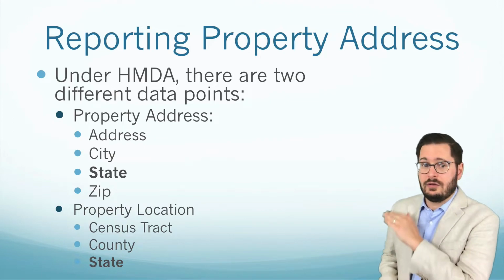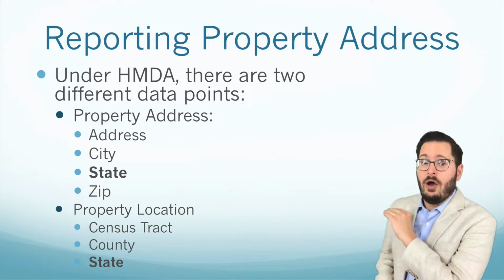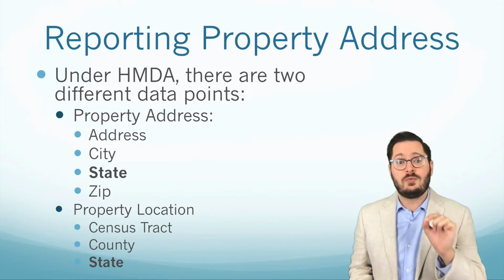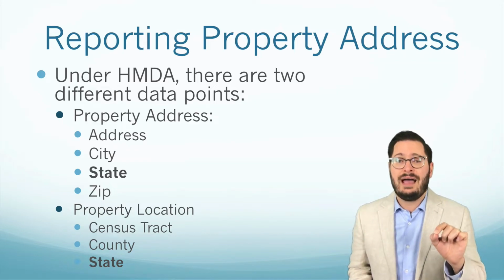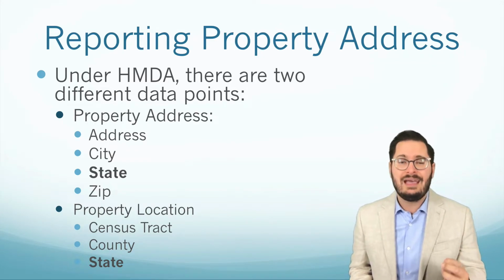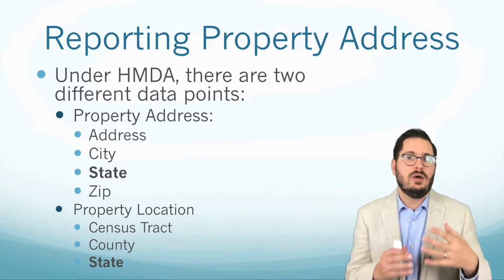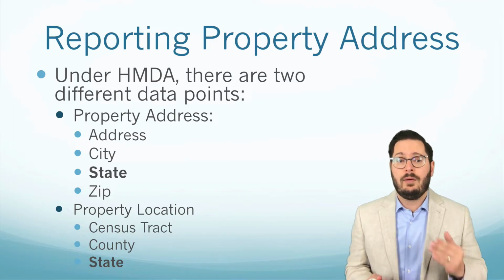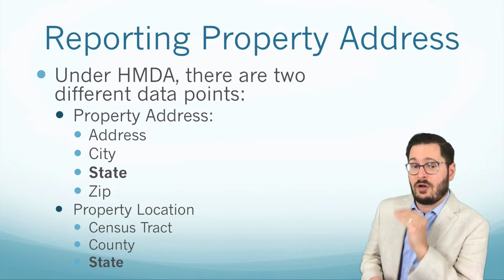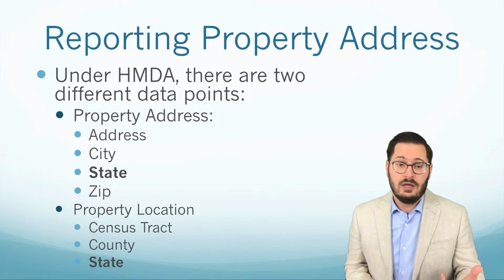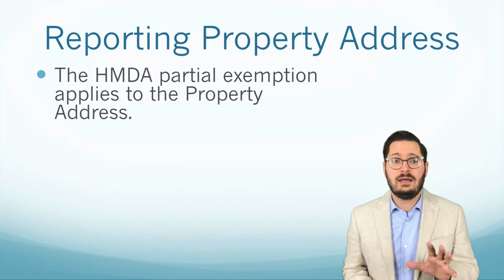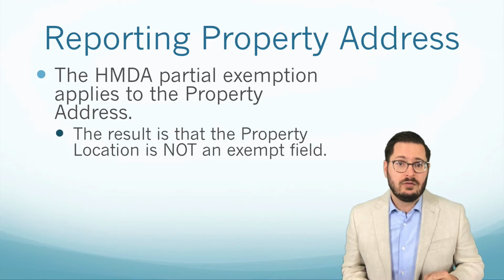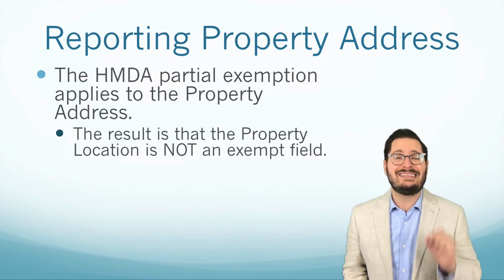All of these fields, the address, city, state, and zip, are data fields that are part of the larger data point, property address. What the rules say is when you list one of these data fields, you have to include all of the data fields in the data point. Again, this applies to small filers who are utilizing the exemption. You can optionally report, that's what the rules say, but when you provide one data field, you have to list all the fields within the larger data point. That's where our concern comes from, because the HMDA partial exemption only applies to the property address. The result is that the property location is not an exempt field.